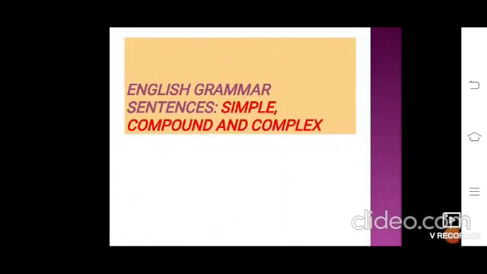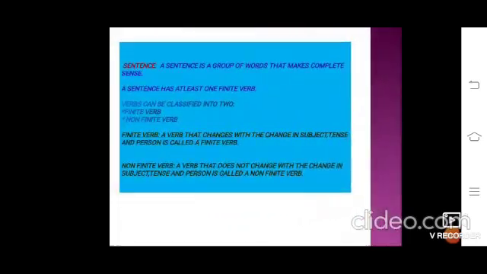Learn the topic: simple, compound, complex. Before we begin with simple, compound, complex, we'll first see the definition of a sentence.